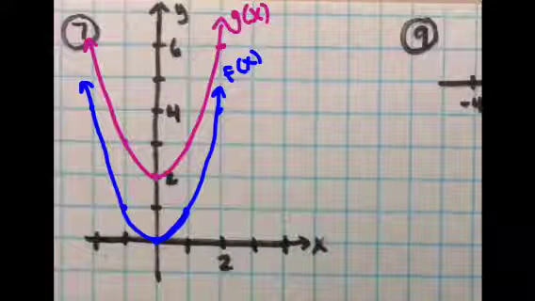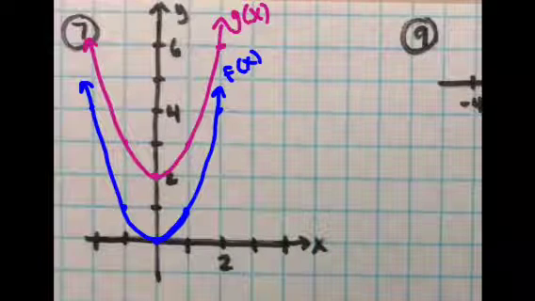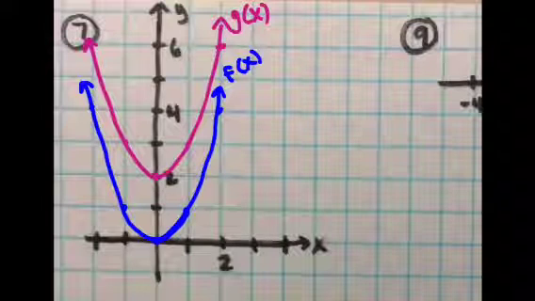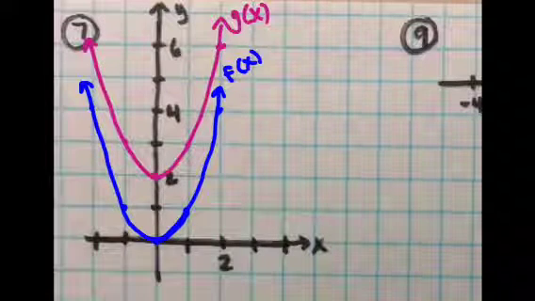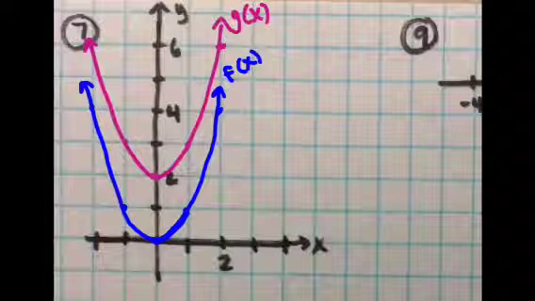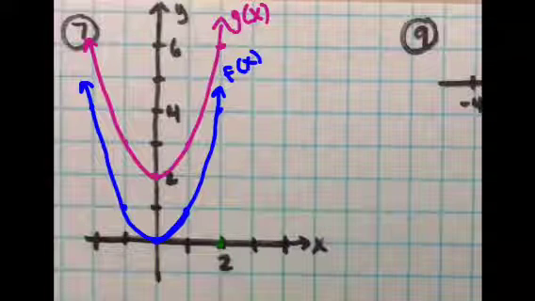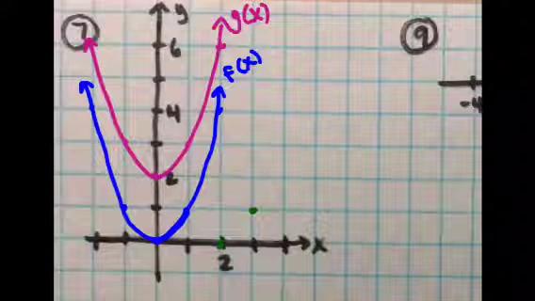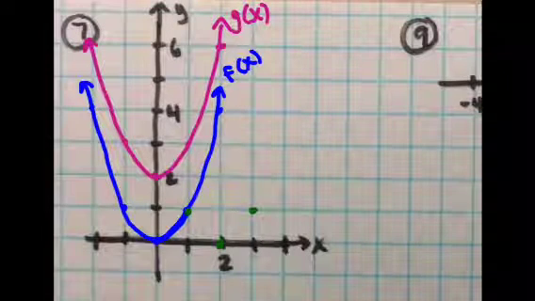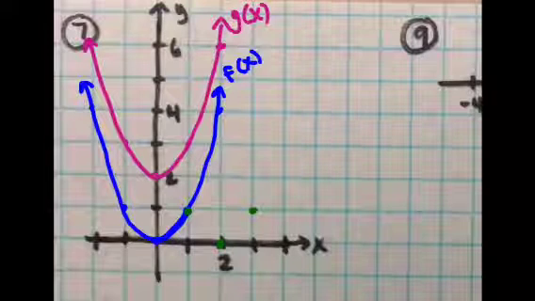Now, h of x is translating to the right. You know how it says x minus 2 in parentheses? So you go to the right 2 units. So every single point on the blue curve is going to move to the right. So the 0, 0 is now at 2, 0. The 1, 1 is now at 3, 1. The negative 1, 1 is now at 1, 1. So there's an overlap right there.